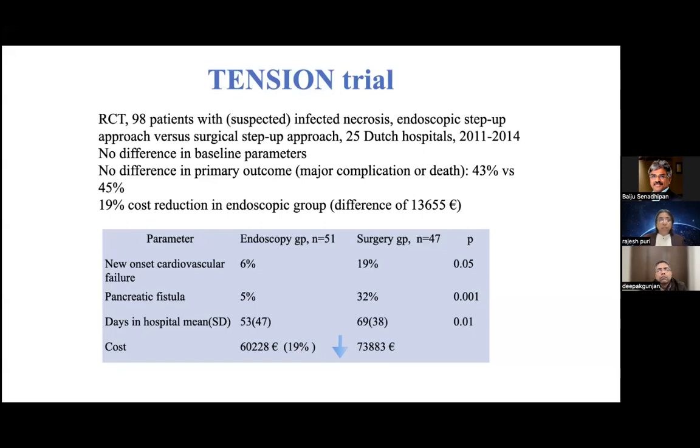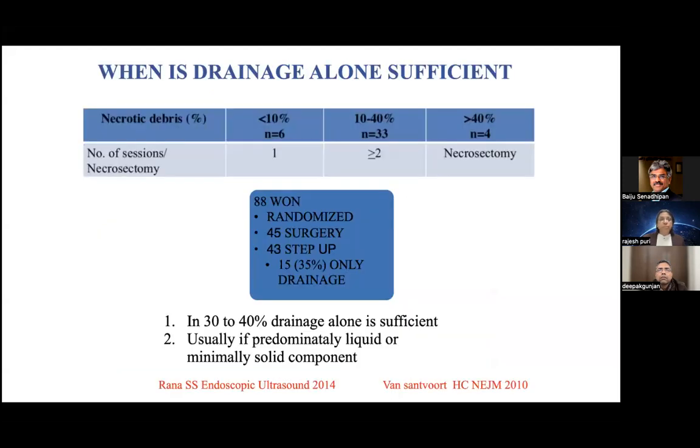And what they have shown is that there was no difference in the primary outcome in the form of major complication and death. But there was a 19% cost reduction. There was less new onset of cardiovascular failure. Pancreatic fistula was less, and total hospitalization days were less in the endoscopic group. Now, as I said, 40% of the patients can be very well managed with the drainage alone. You don't require to go for the necrosectomy.